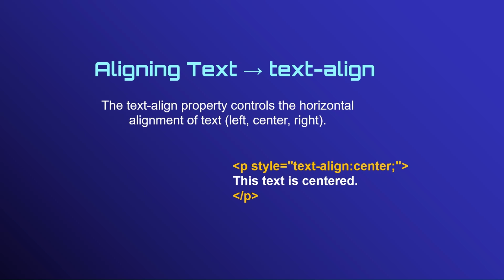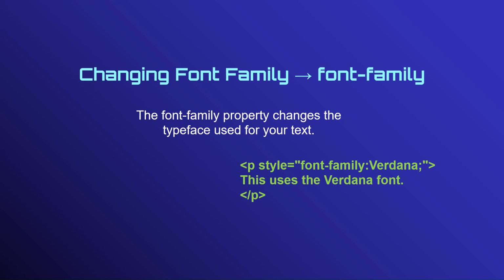The next one here is alignment of text. So we have the text align property. The text align property controls the horizontal alignment of text, which could be left, center, or right. So we use this to center elements. You see that in websites, elements are positioned in different ways. They could be positioned to the right, to the left, or to the center. So we use this text alignment to align text on our web page.